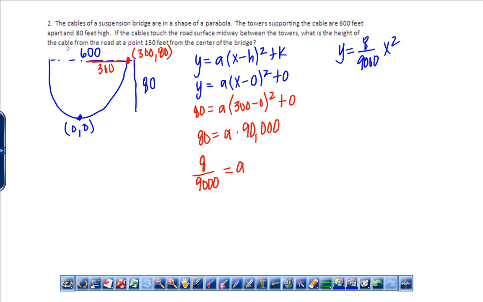Now what is the height of the cable from the road 150 feet out? So now I can do my next thing. If I go 150 feet out, that's my x value. That's all I need to do. Plug in 150 for your x and square that. You're definitely going to need a calculator for that. Just plug this straight into the calculator and you get 20 feet.